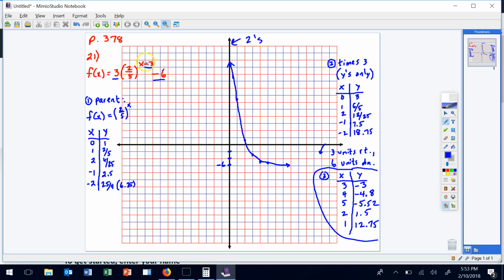Now remember, if this had said plus 3, that means I would have subtracted 3 from every one of the x's, because that's a left move. If this had said plus 6, that means I'm shifting 6 places up, which means I would have added 6 to all of the y's. But in this case, this is a shift of 3 to the right and 6 down, and so we took care of the xy coordinates appropriately.